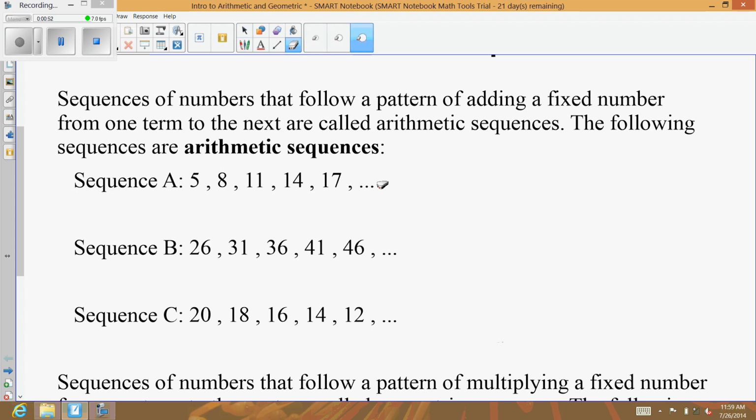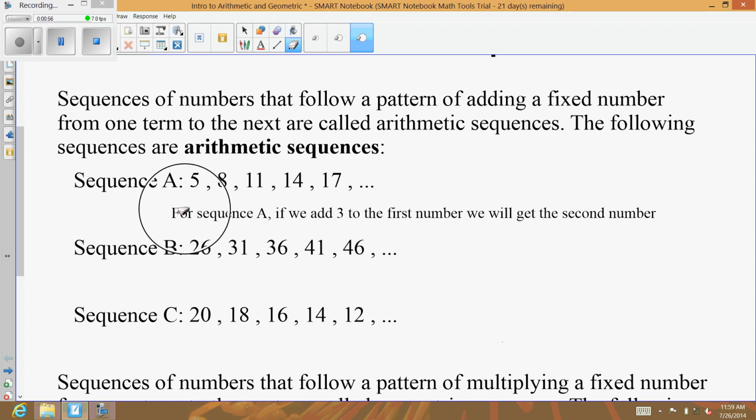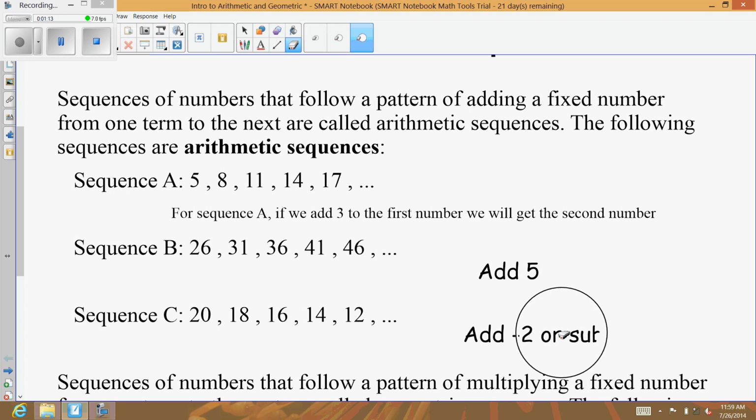And so as you look at it, you can talk about the sequence and what's going on. Here in sequence A, we add 3 to the first number and we get the second number, and so on. So we can find the next term if we wanted to. 17 plus 3 gives me 20. And you could do the same for B and C and practice it. You can pause it and see if you get the correct answer.